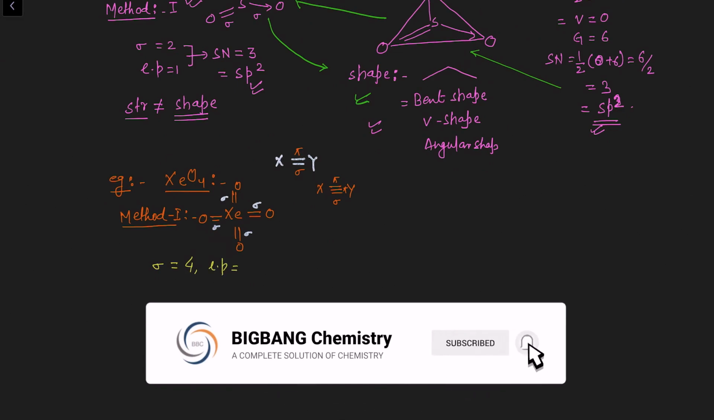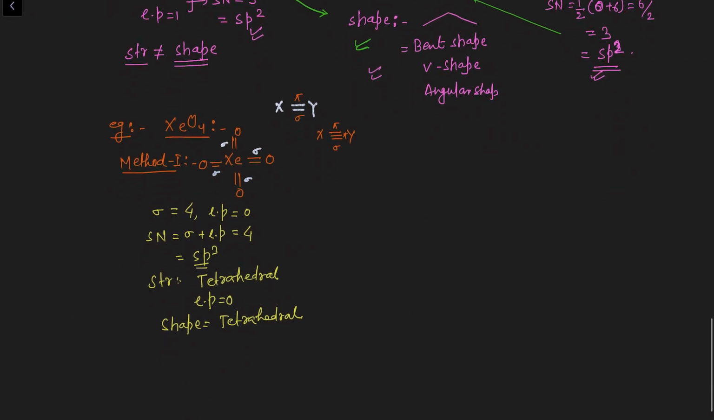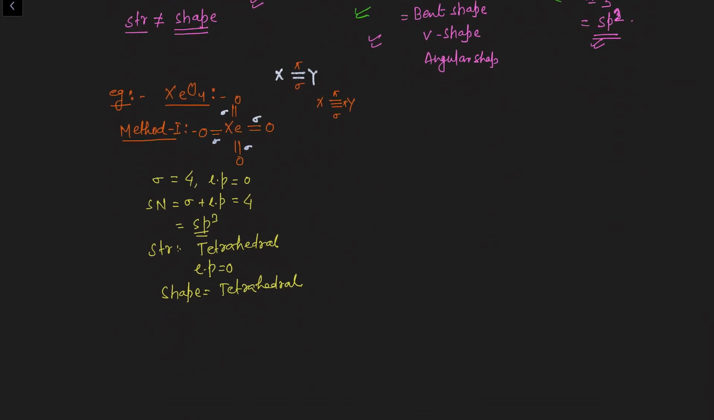See that the valence electron of xenon is 8, and xenon uses all the 8 electrons, so lone pairs are 0. So now the steric number, sigma plus lone pair of electrons, is 4. So the hybridization will be sp3. Now sp3 hybridization means the structure will be tetrahedral, right? But here the lone pair is 0, so the shape will also be tetrahedral. So now what is the correct geometry of this molecule? Tetrahedral geometry you need to draw now.